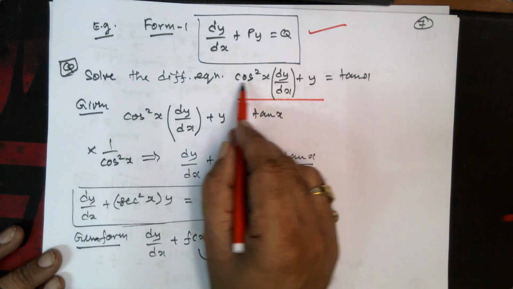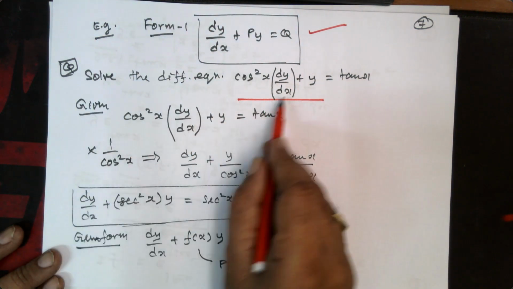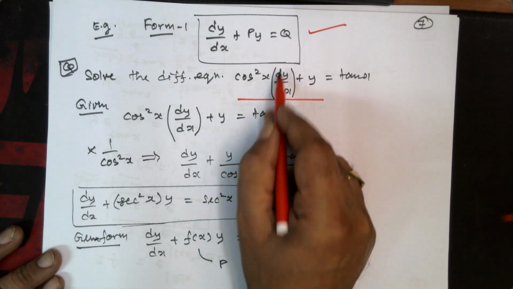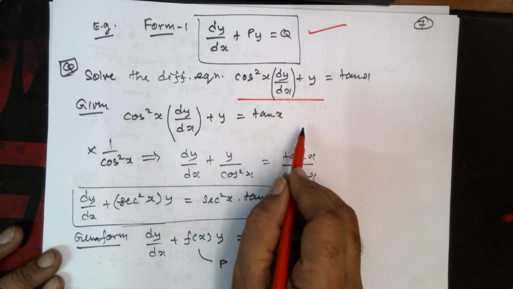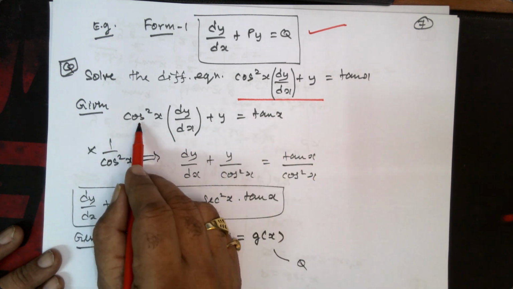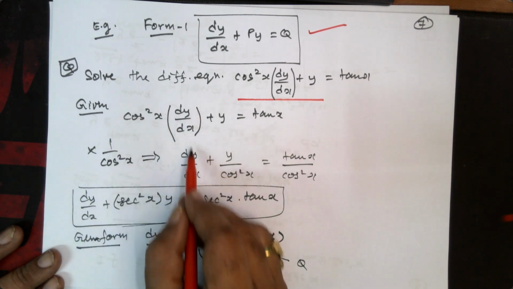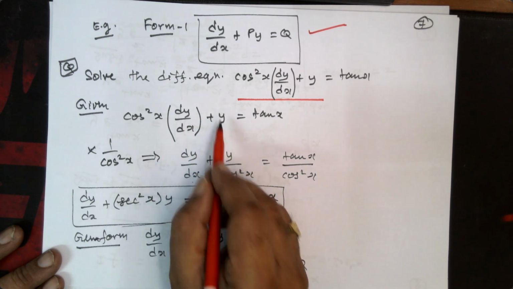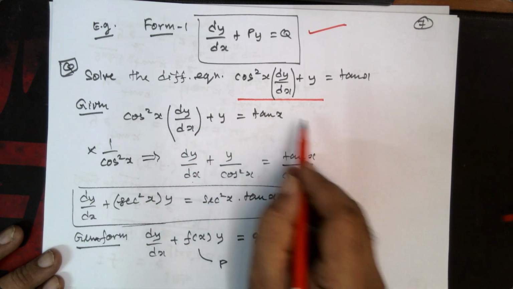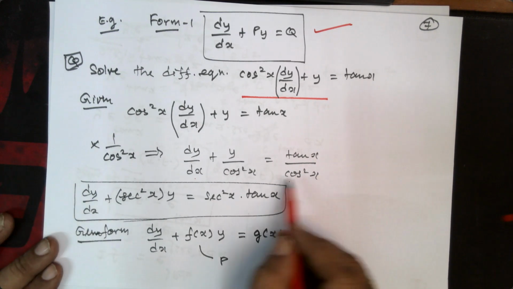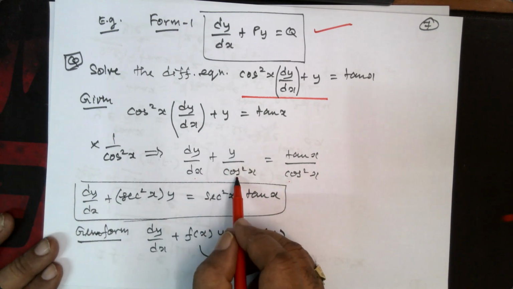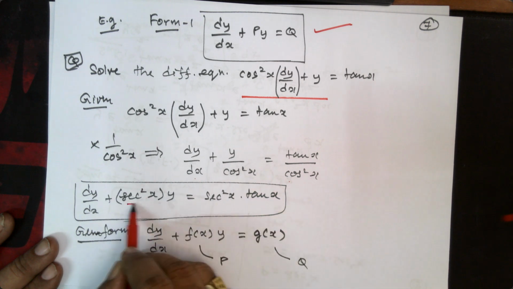So you can divide the entire equation by cos squared x, because we have to isolate this dy by dx. So 1 by cos squared x, apply on both sides, so that cos squared x can be cancelled. So dy by dx. Got it? And y by cos squared x is equal to tan x divided by cos squared x. Got it? Now you know very well 1 by cos squared x is nothing but secant squared x. So secant squared x.